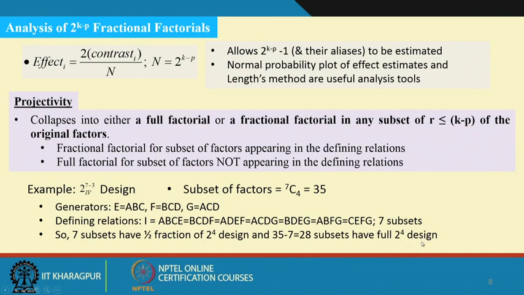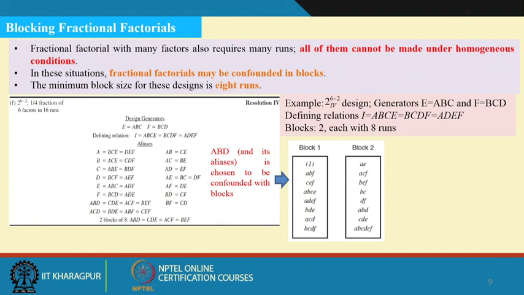Okay. So, the projectivity part is an important one. That means you are now in a position to know which factors in 4 dimensions have a full factorial, and which factors in 4 dimensions have a half fraction of 2 to the power 4. Okay. Then the third one, which is also very important, is blocking.